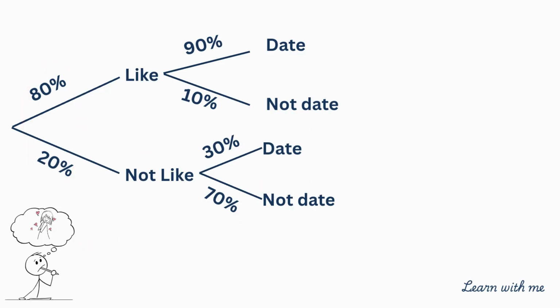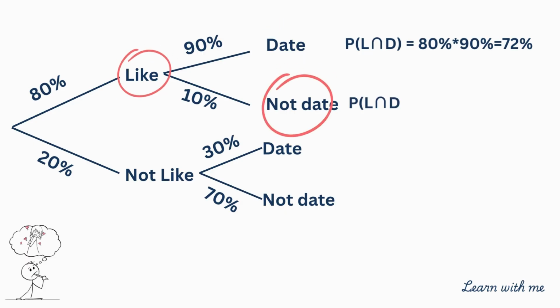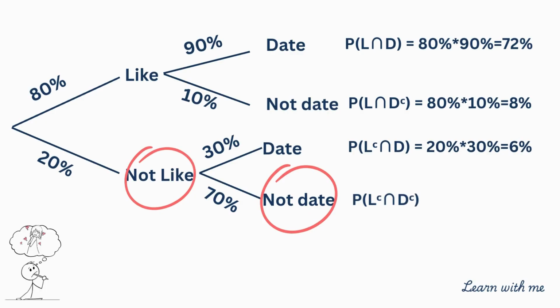Now let's look at the probability tree we have here and calculate the probability of both events happening together. The chance she likes him and agrees to the date is 80% times 90%, which gives us 72%. The chance she likes him but cannot go to the date is 80% times 10%, so that's 8%. The chance she doesn't like him but agrees to date is 20% times 30%, which comes to 6%. The probability she doesn't like him and doesn't agree to date is 20% times 70%, making it 14%.